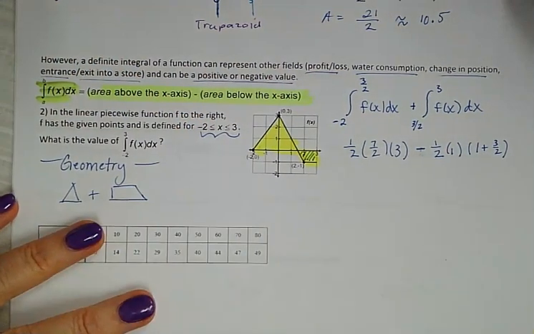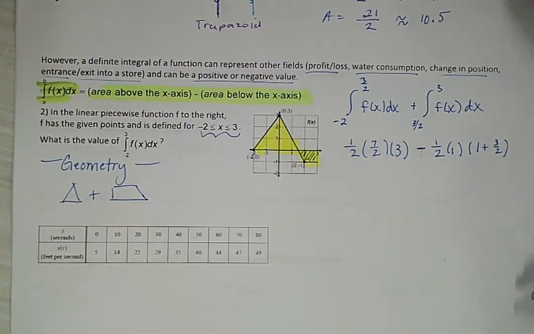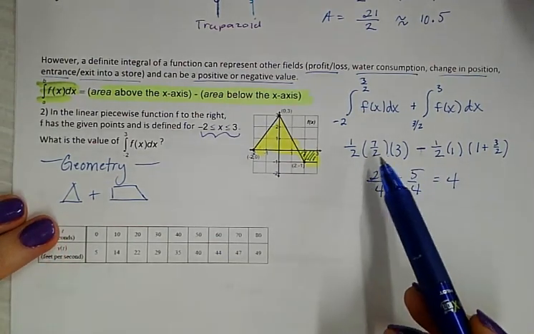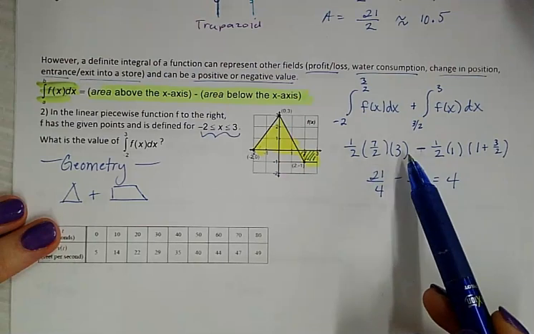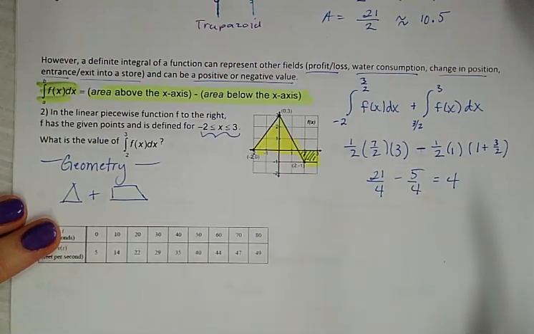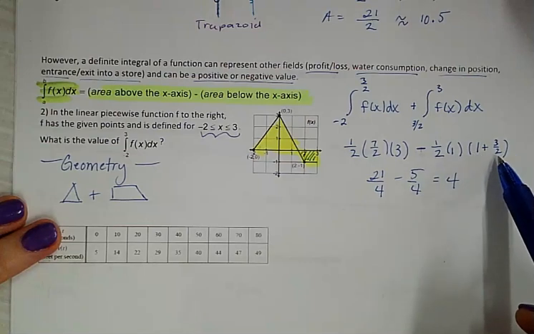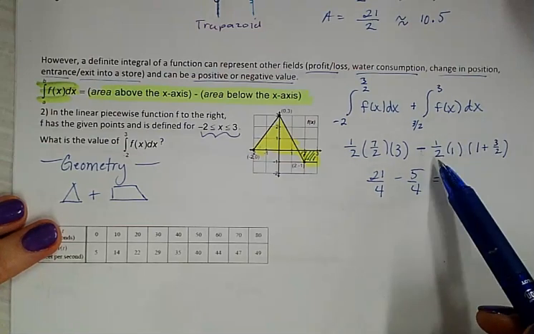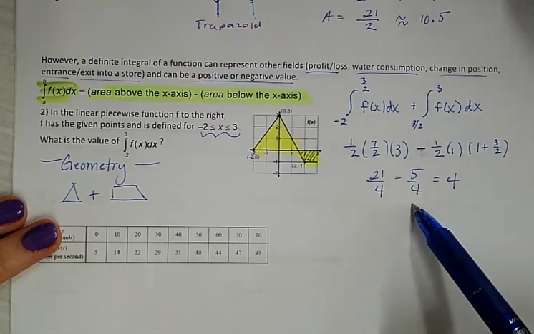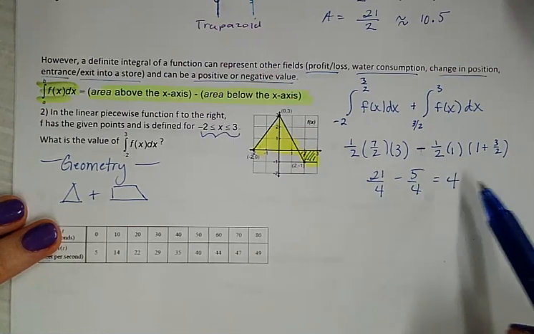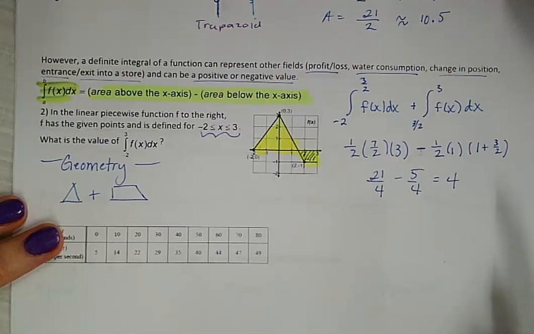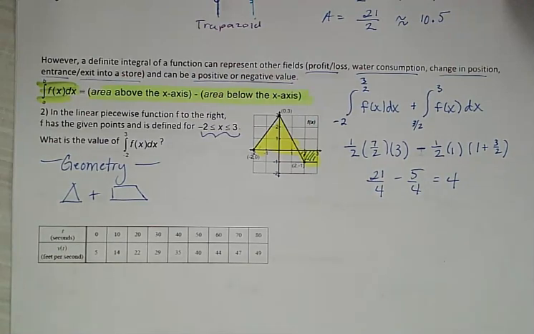Okay, so go ahead and pause your video and finish your calculation out. Okay, so 1/2 times 7/2 times 3 gave me 21/4. And then 2/2 plus 3/2 gives me 5/2 times the negative 1/2 gives me negative 5/4. 21 minus 5 gives me a fraction that simplifies to 4. So that's how I would do it, finding and using the geometry.